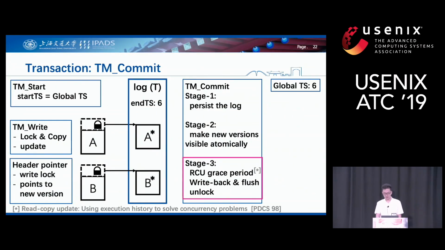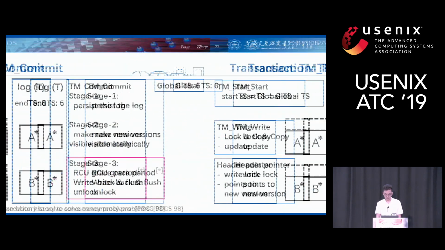In the last commit stage, the write-back stage, Pisces first leverages the idea of RCU grace period detection to ensure the original objects, such as object A and object B here, are no longer needed by others. And then Pisces eagerly writes back the new versions to let readers directly access the objects in the home location without extra memory accesses. Finally, the objects are unlocked for following updates.